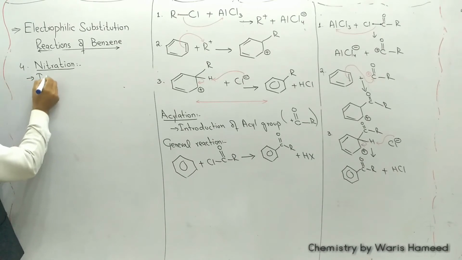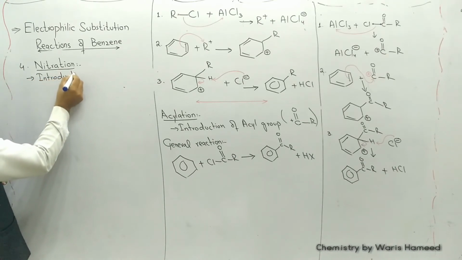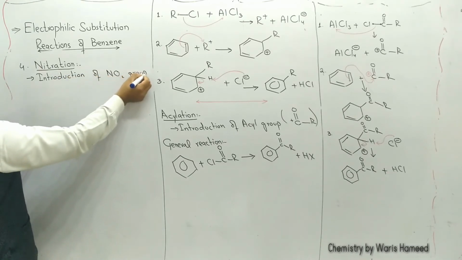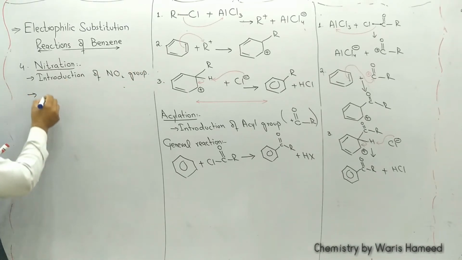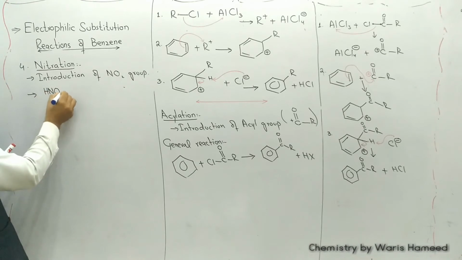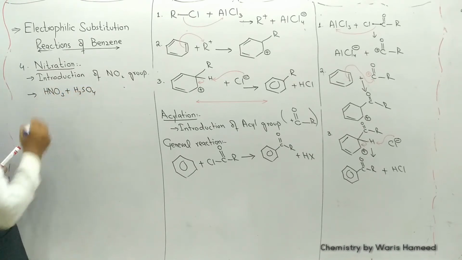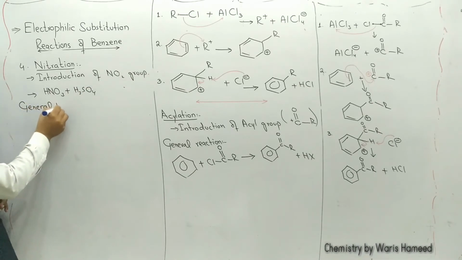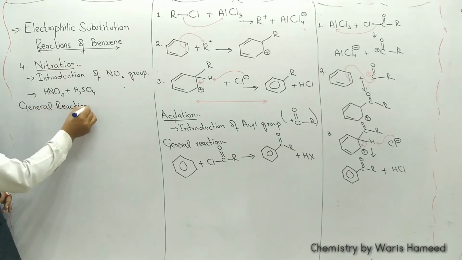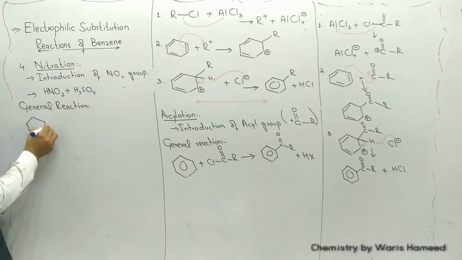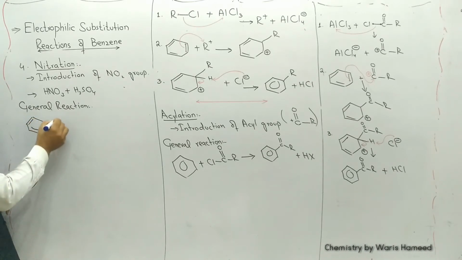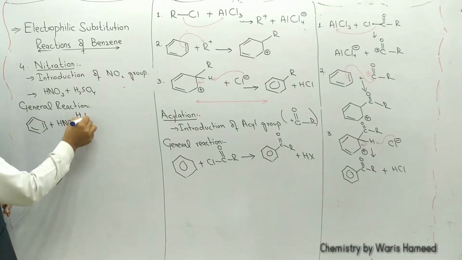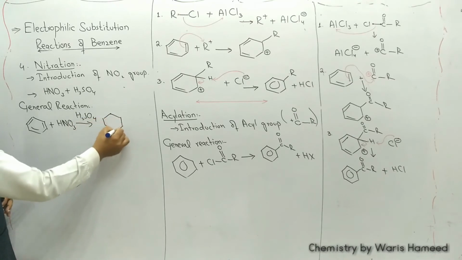It is the introduction of NO2 group in benzene ring, and it is done in the presence of nitric acid HNO3 and sulfuric acid H2SO4. In general reaction, it forms nitrobenzene. HNO3 reacts with benzene ring to form nitrobenzene, forming a water molecule.